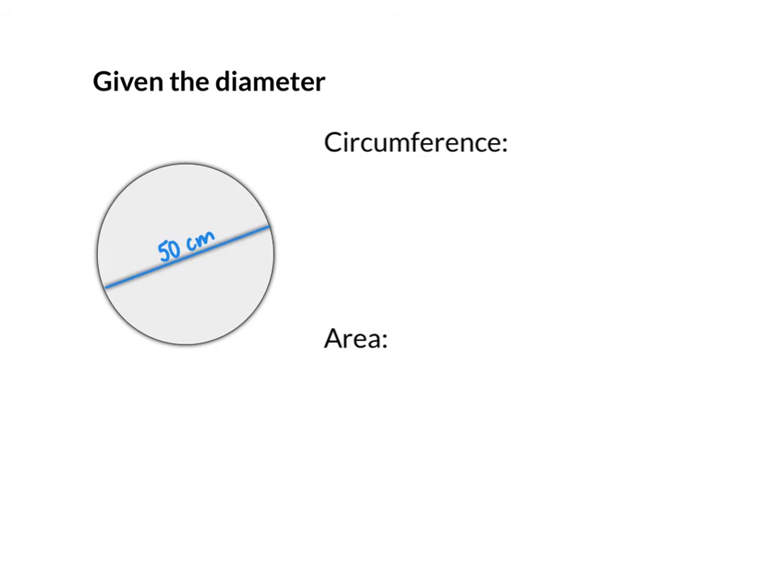So finally, let's look at examples using the diameter. For circumference, when I have the diameter, my best formula is going to be c equals pi times d. So in this particular example, my diameter, or d, is 50. So my in terms of pi answer will just be 50 pi. My rounded answer, actually taking 50 and multiplying by 3.14, will give me a circumference of 157.